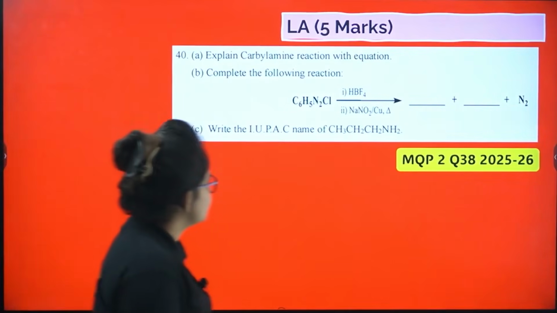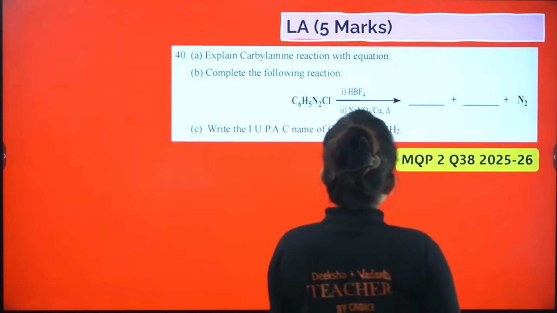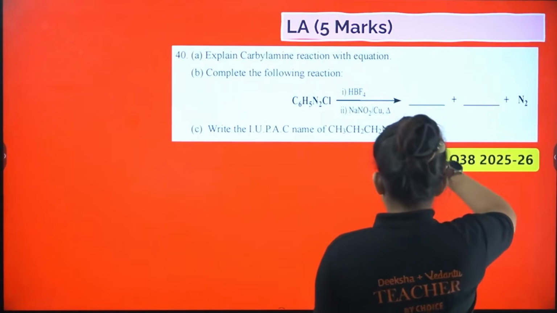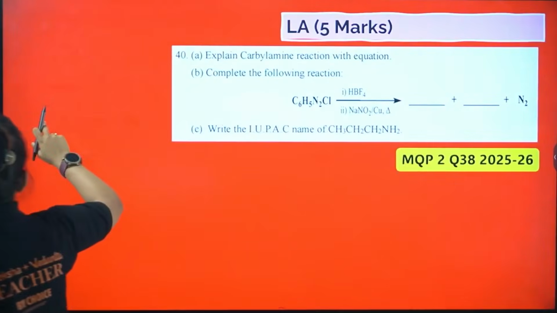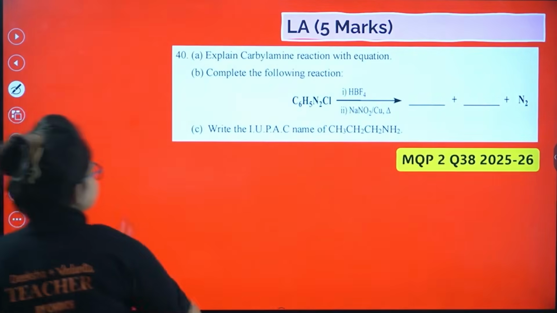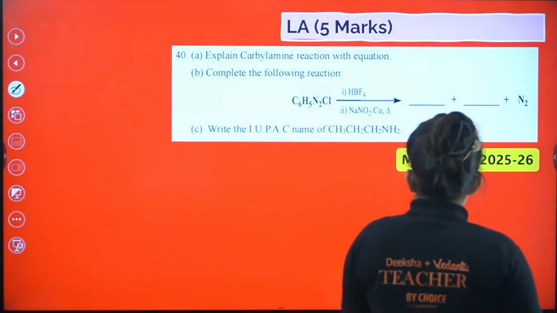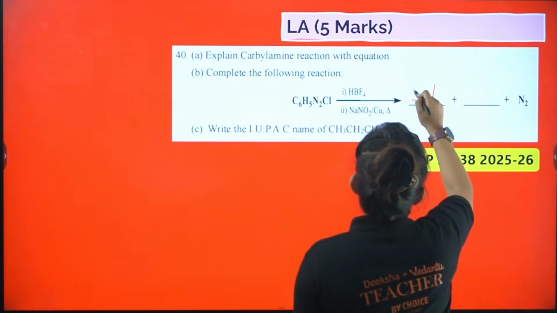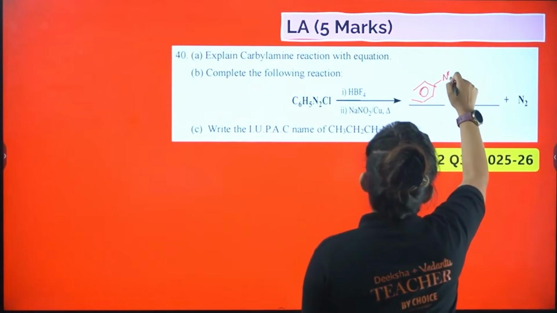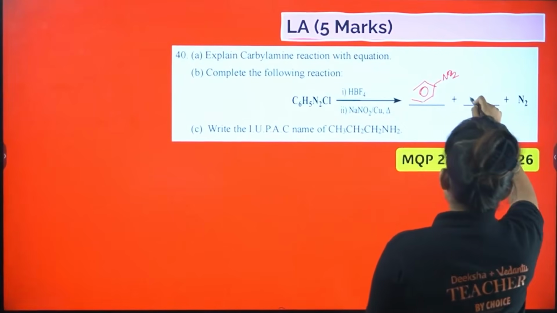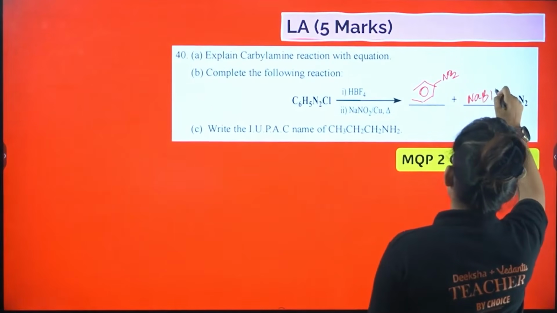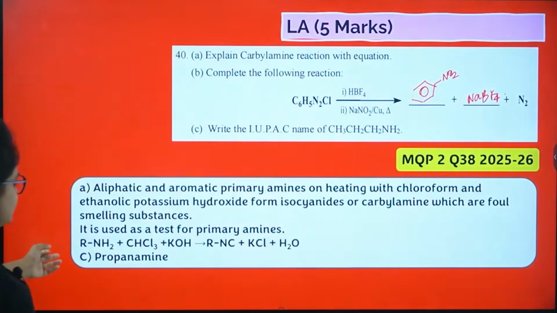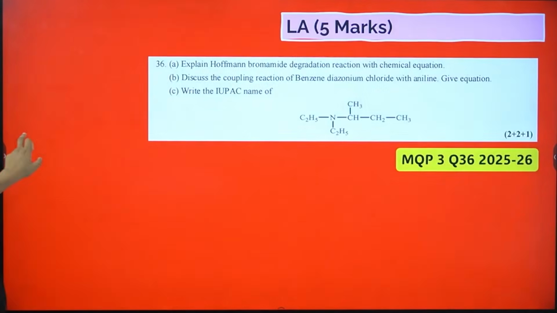Complete the following reaction. Okay, for this case, we will get, just let me change the ink. In presence of NaNO2 and Cu, first here you will get NO2, here you will get N2 and here you will get NaBF4. Next, write the IUPAC name. So the IUPAC name is propanamine. Okay, let's proceed further.